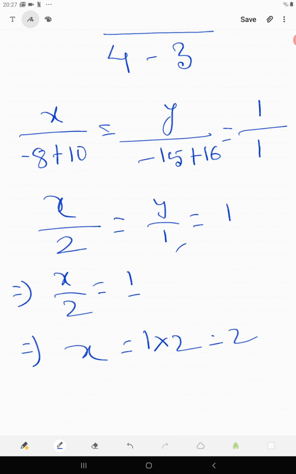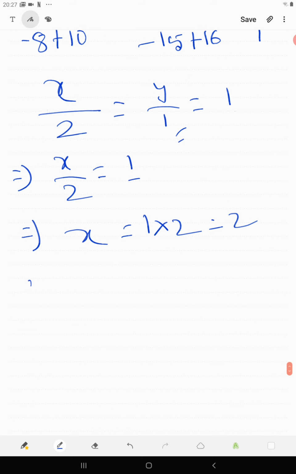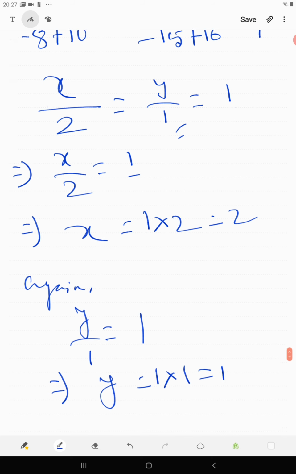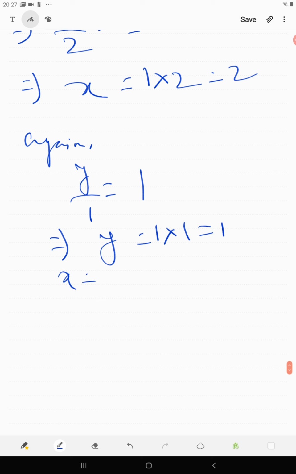Now when we solve for y, we will remove the x part. So again, y by 1 equals 1. Simplifying, y equals 1 into 1, so 1. So what we got is x equals 2 and y equals 1. So this is our solution for the equations. I hope you understood it. This is the way we need to solve the problem.